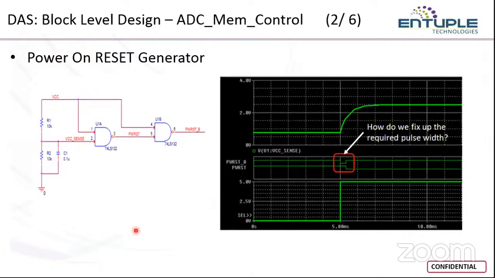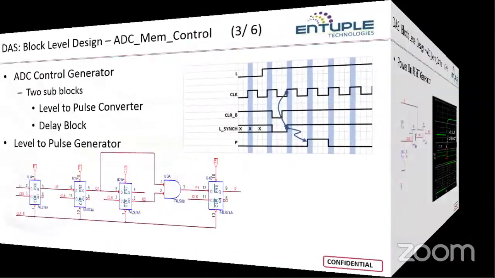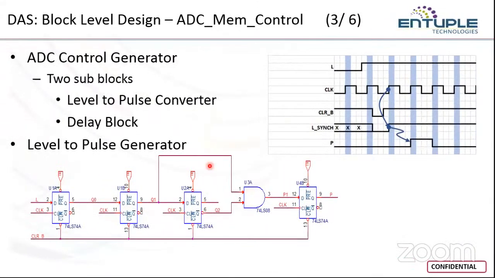We not only give you the top level block diagram alone, we also give you an insight into the circuit and its functionality. So this is the circuit for power on reset. And then we have the control generator. The control generator has two sub blocks. One is the level 2 pulse generator, and the other one is the delay block. The first one is the level 2 pulse generator.